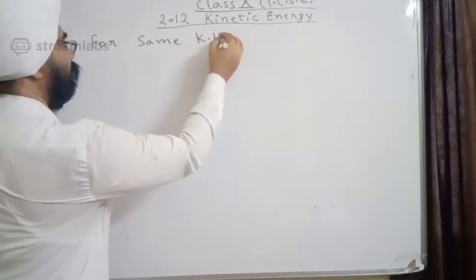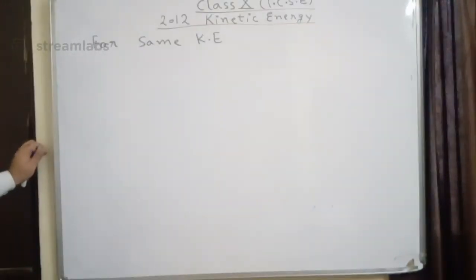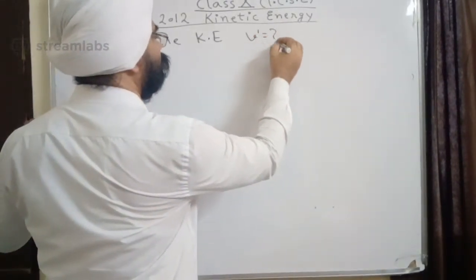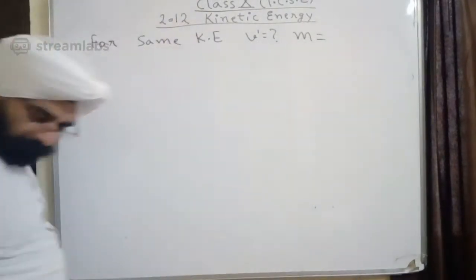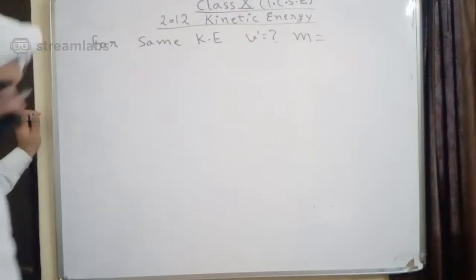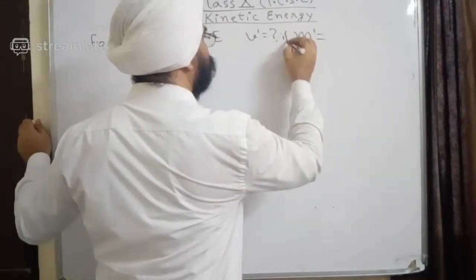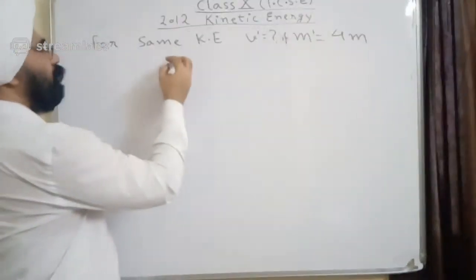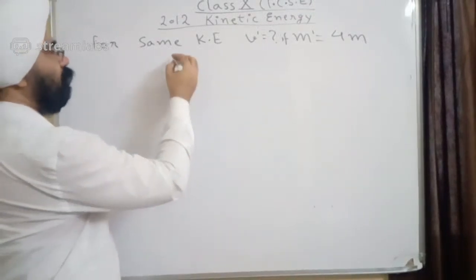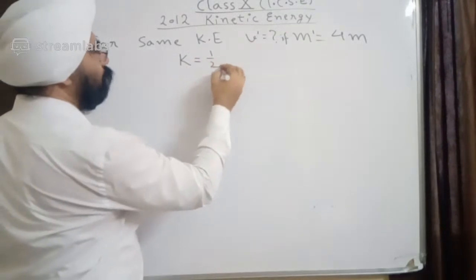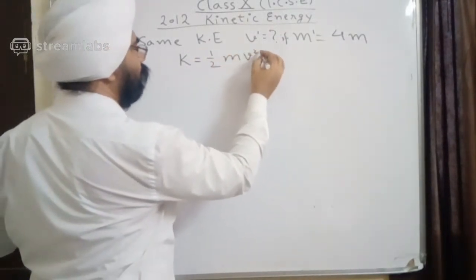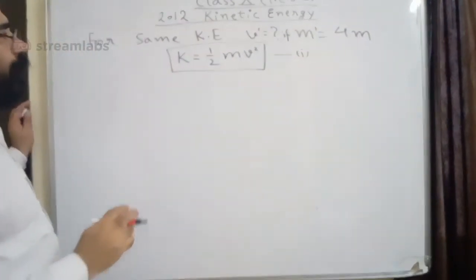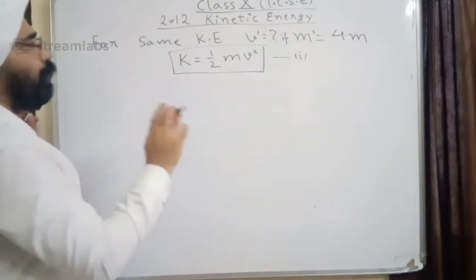For the same kinetic energy, what should be the change in velocity? v dash is equal to question mark, if the mass is increased 4 times, if m dash is equal to 4m. We go the same way. We say let the initial mass be m and the velocity be v. Therefore, kinetic energy is equal to half m v square. This is our first expression, and then they say that the kinetic energy is the same.